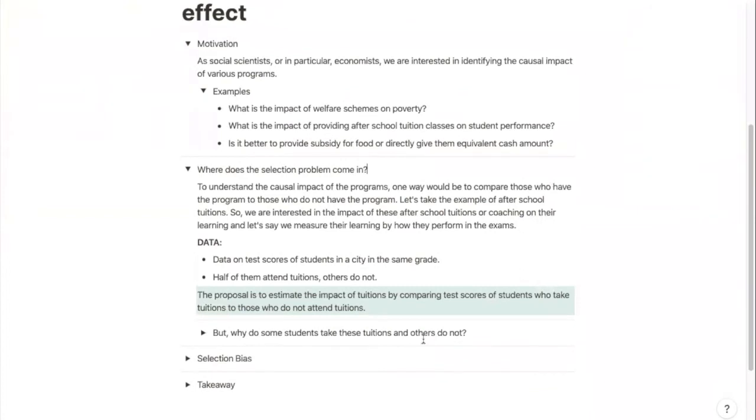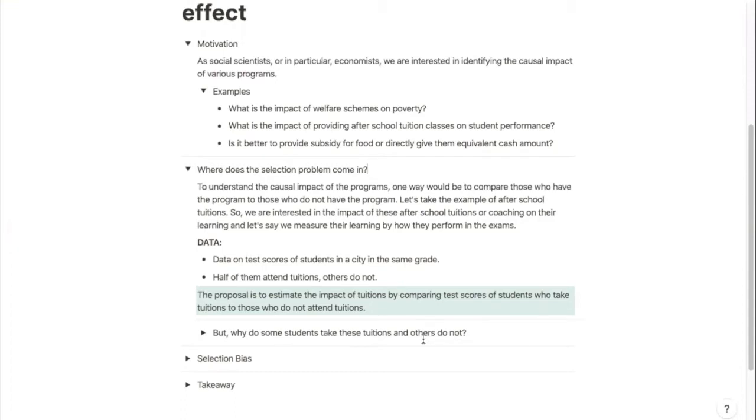Now, to understand the causal impact of the programs, one way could be to compare those who have the program to those who do not have the program. To make things more concrete, let's take the example of after-school tuitions. So we are interested in the impact of these after-school tuitions on the learning of students. And let's say we measure their learning by how they perform in the exams.